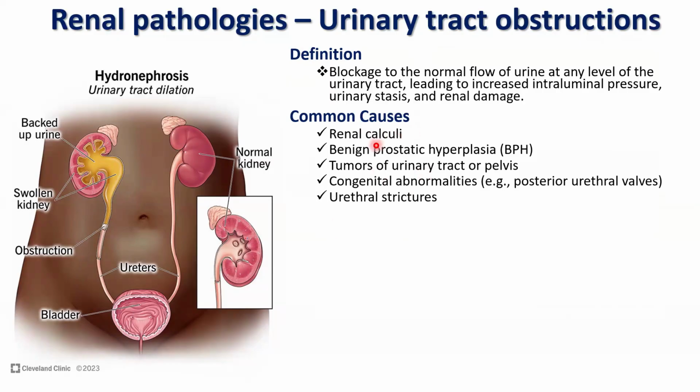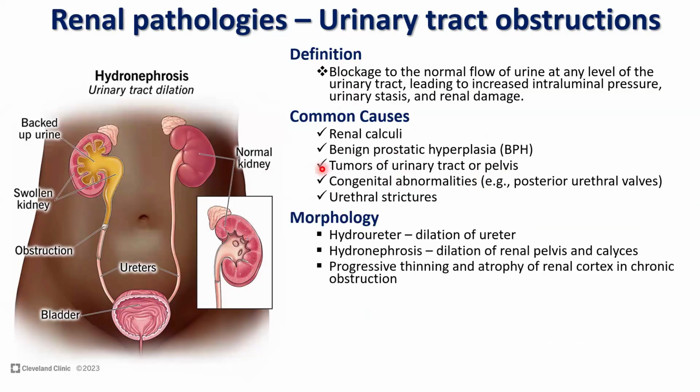Two, remember we talked about the prostate giving a cause in the prostatic urethra. So if the prostate hypertrophies, that is benign prostatic hyperplasia, you have urinary tract obstruction. Also, tumors of the urinary tract or pelvis can obstruct the ureters. Then you can have congenital abnormalities and urethral strictures.